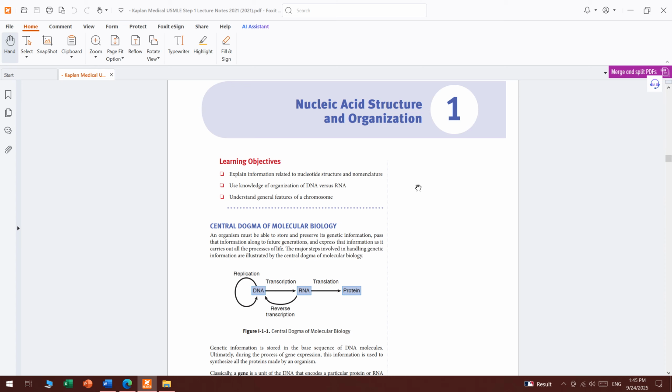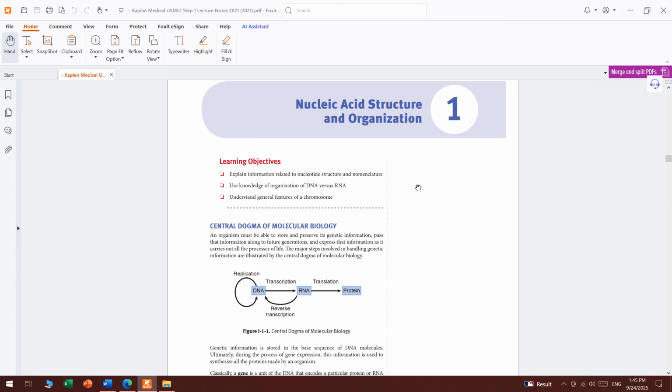This dogma illustrates the major steps involved in handling genetic information. Genetic information is securely stored within the precise base sequence of deoxyribonucleic acid molecules. This DNA acts as the master blueprint. From this blueprint, information can be copied through replication to create new DNA molecules, ensuring genetic continuity. Information can also be transcribed from DNA into RNA through transcription. If this RNA is messenger RNA, its information is then translated into protein through translation.